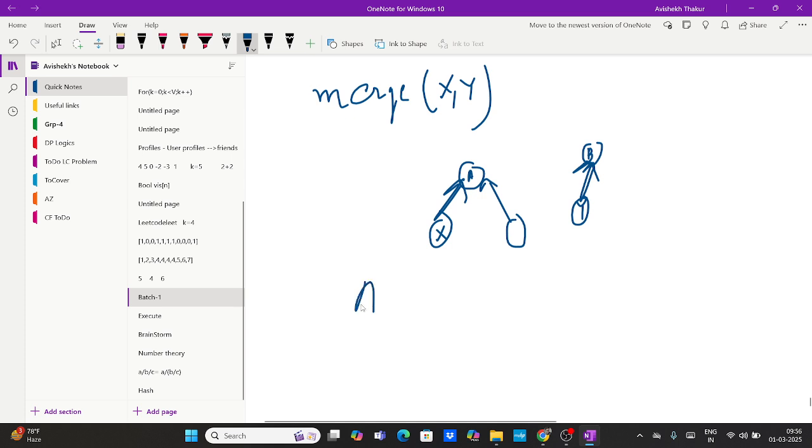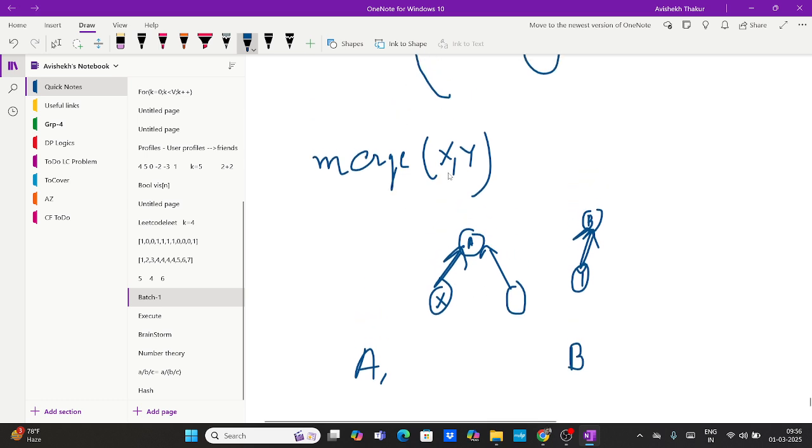Yes. What's the representative of y? Can I say b? Yes, it's b. So what you do in merge of x comma y is, given some random nodes, first you need to find the root or representative of those two nodes. In our case we got a and b. Now you have a couple of options, right? One of them being you can connect like this, correct? And what would be my second option?